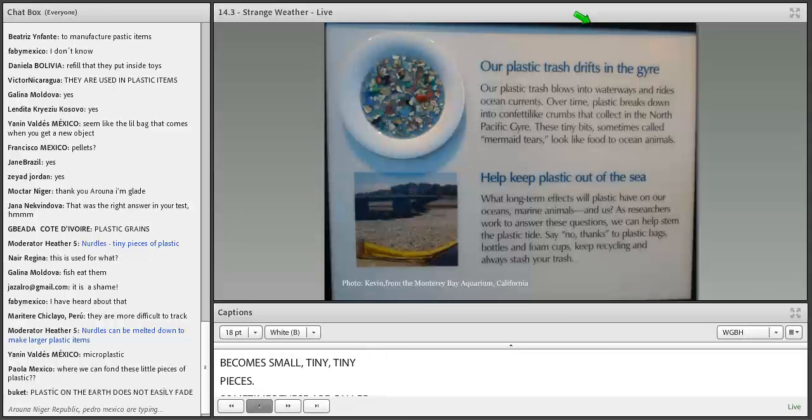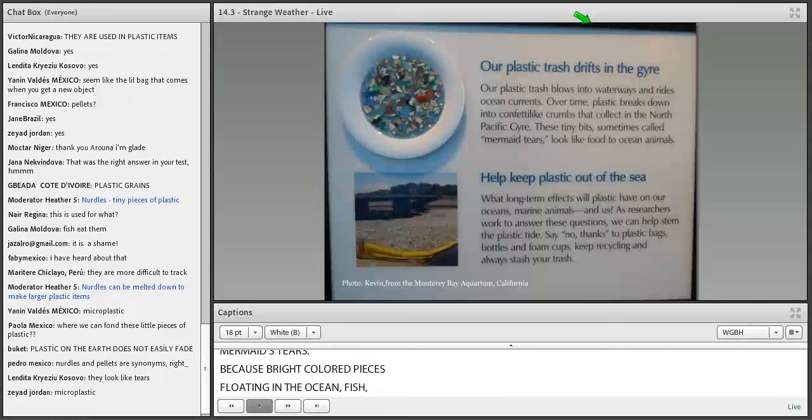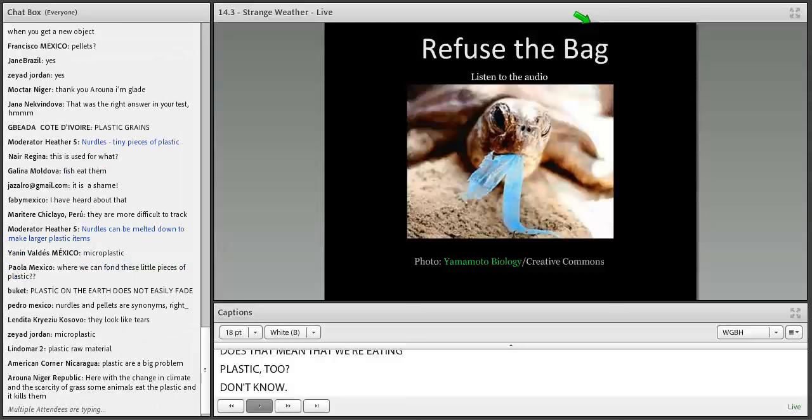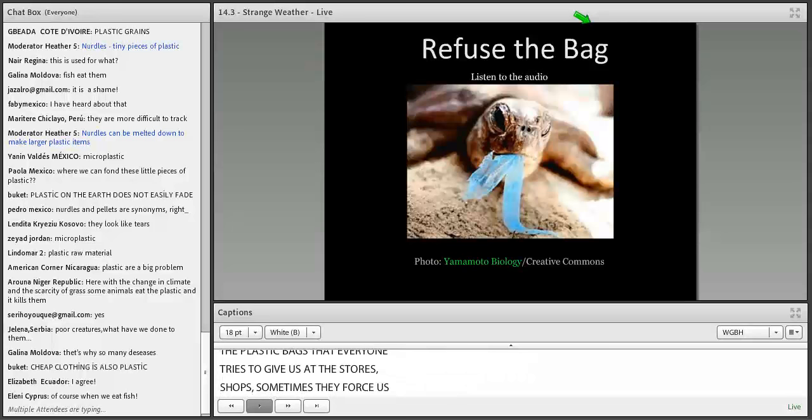And because they're bright colored pieces floating in the ocean, fish, turtles, sharks eat them. When fish are cut open, they often find pieces of plastic inside their stomachs. Does that mean that we're eating plastic too? I don't know. Whatever the consequences, they cannot be good. Microplastic. Thank you, Zayed from Jordan. The consequences cannot be good for the oceans. So to help this poor turtle, let's please refuse the plastic bags that everyone tries to give us at stores, shops. Sometimes they force us to take them. But let's refuse the bag and bring our own.